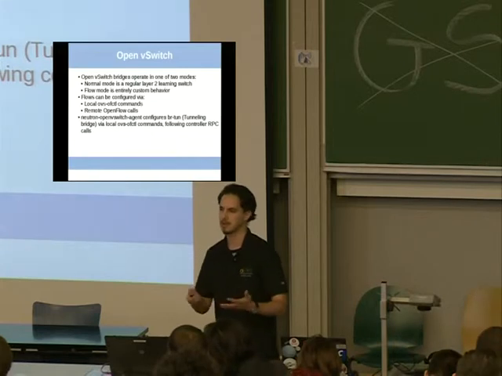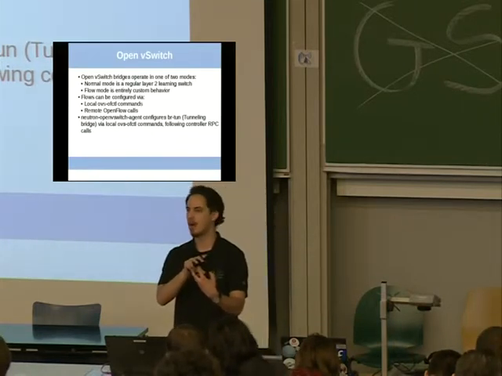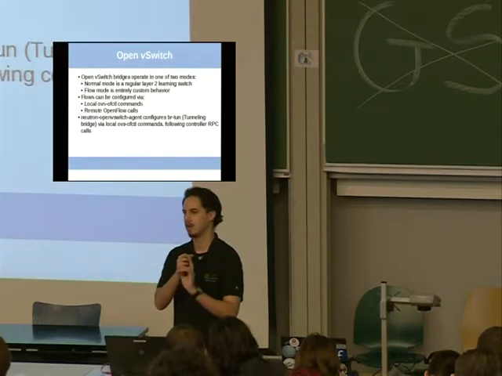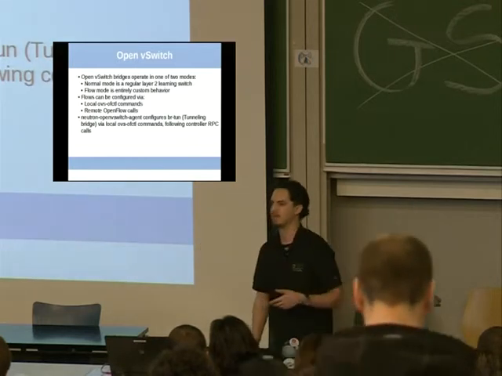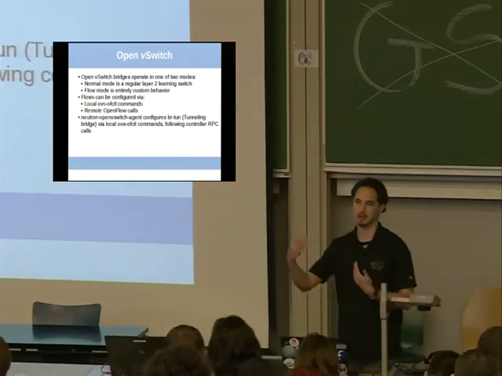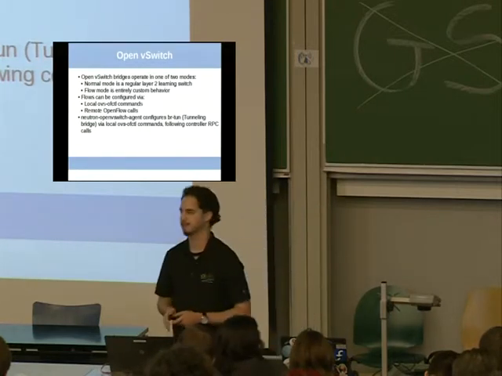With the OpenFlow protocol, you can have a centralized node which can send OpenFlow messages to all of the virtual switches. And the virtual switches speak the same protocol, so they can configure themselves, right? They can add flows to their own tables.